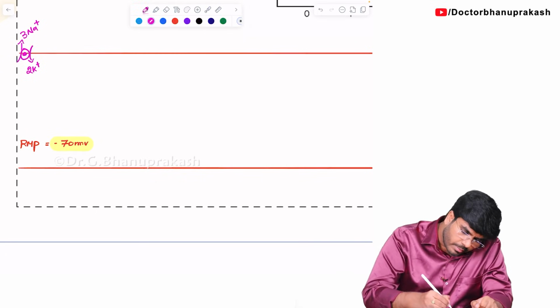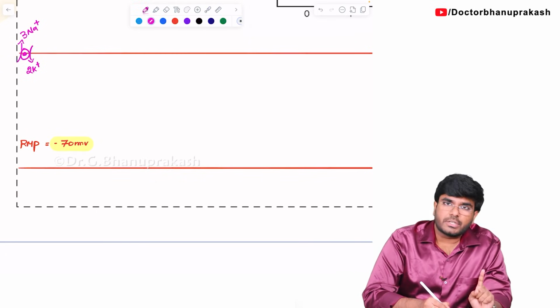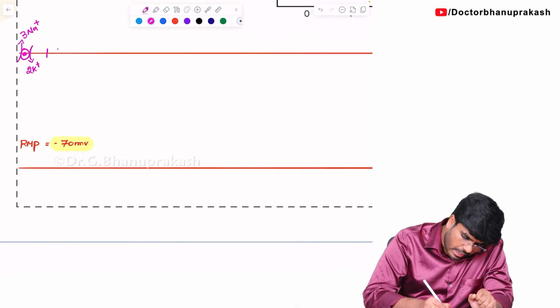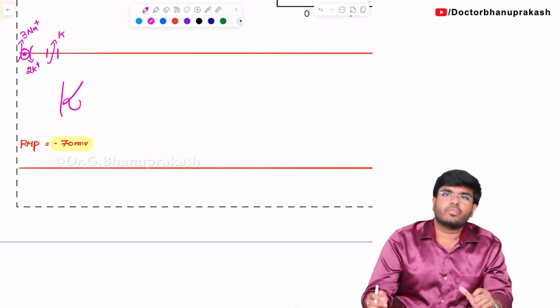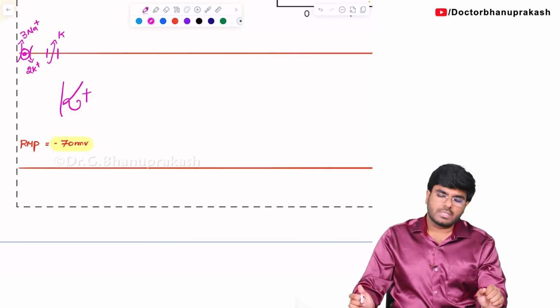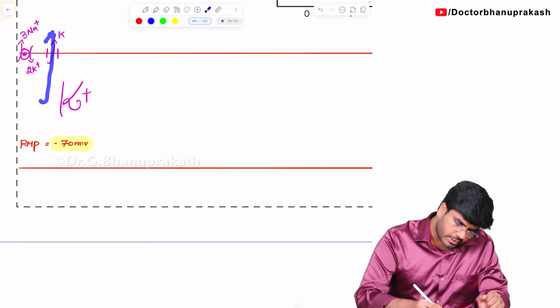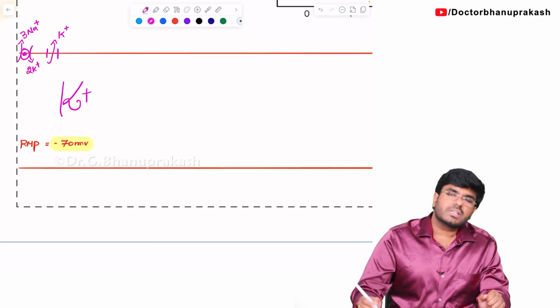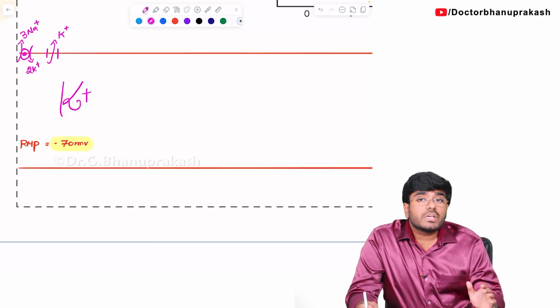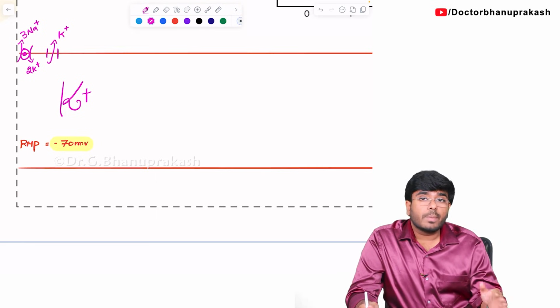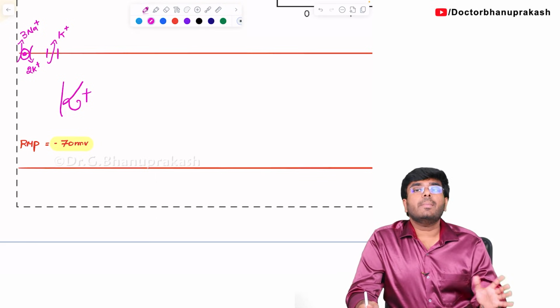Also remember, during the resting state our cells are permeable to potassium. We know our cells are bags of potassium. We have lots and lots of potassium inside our cells, so potassium always goes from high concentration to low concentration. Continuously, positive charges are going out of the cell. As the positivity goes out, the cell becomes negative.